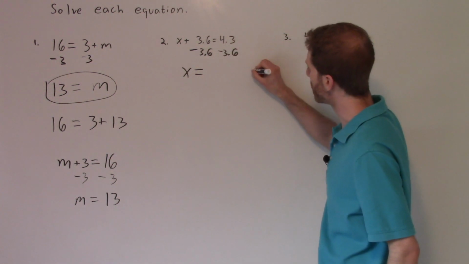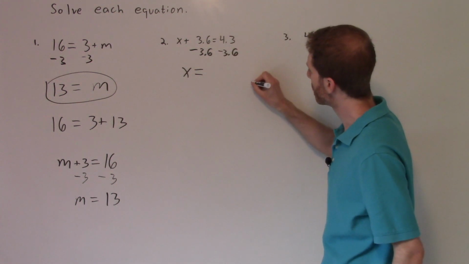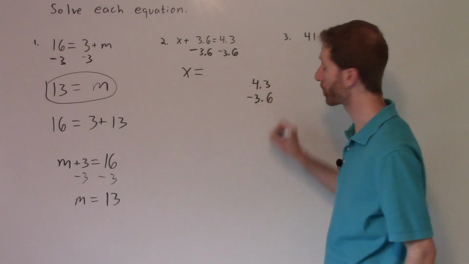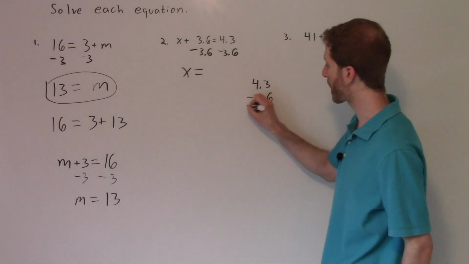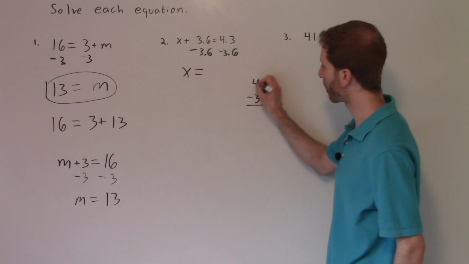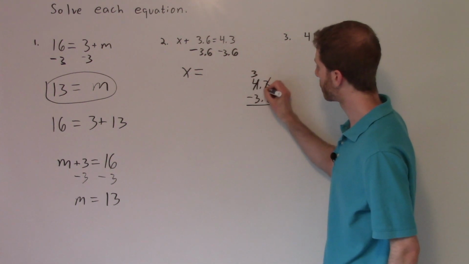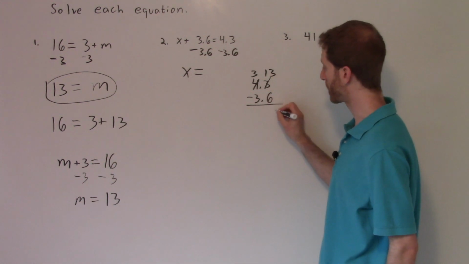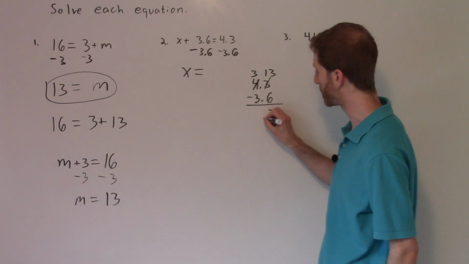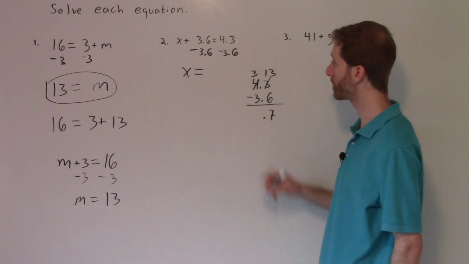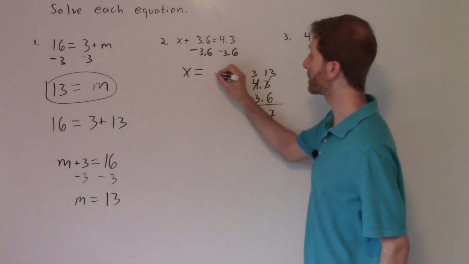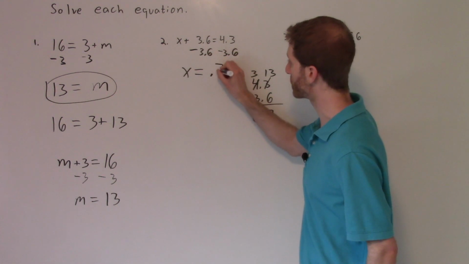So I'm going to do the work right here. So let's do it 4.3 minus 3.6. We focus only on that. So when I'm subtracting those decimals, I realize that I need to borrow from the 4. And that makes that 3 a 13. I'm going to subtract 13 minus 6 is 7. Remember, we need to keep the decimal point right where it was. 3 minus 3 is 0. And so our answer for x is 0.7, or just 0.7.